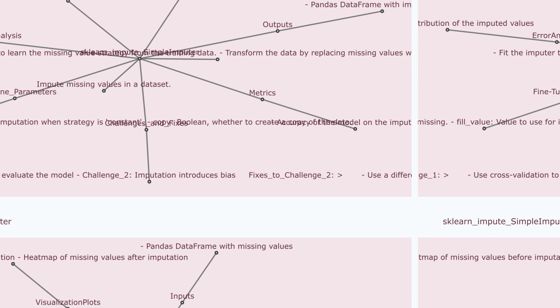Fixes: consider using more robust imputation strategies like median for skewed distributions, or use techniques like k-nearest neighbors (KNN) imputation.